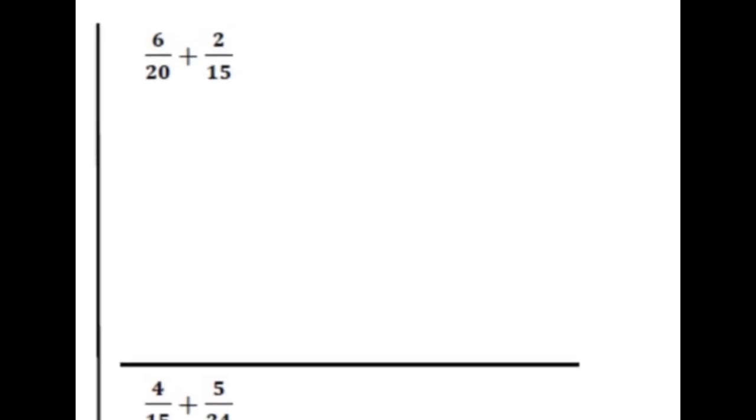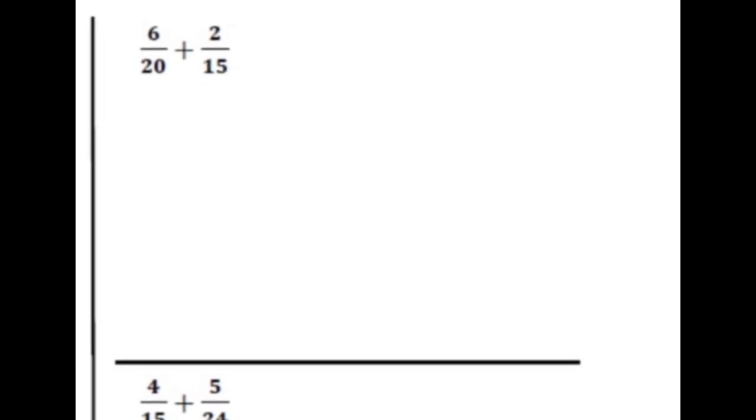Here we go, 20 and 15. Okay, I'm going to do this one just slightly different because remember, this is 20 times 1. 15 doesn't go into it. 20 times 2 is 40. 15 doesn't go into it. 20 times 3 is 60, and 15 does go into it. So I'm going to change everything to 60ths.